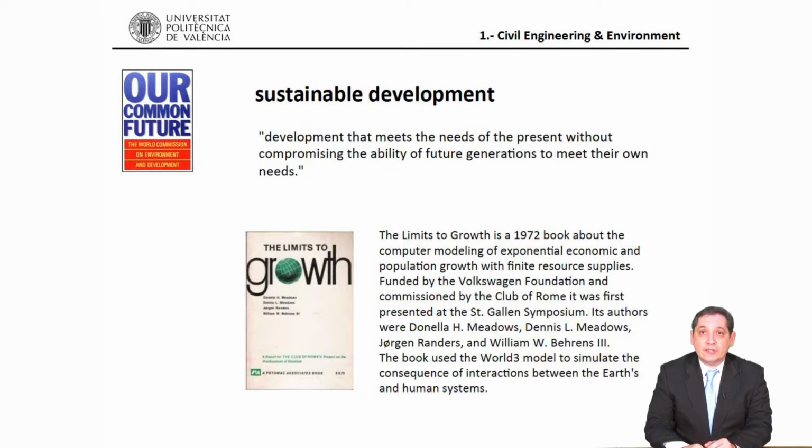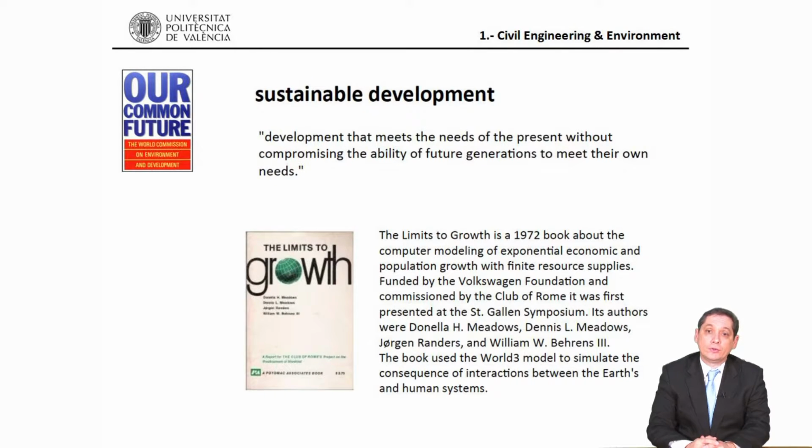In 1972, The Limits to Growth was published, which is a book about computer modeling of exponential economic and population growth with finite resource supplies. It was funded by the Volkswagen Foundation, and it was commissioned by the Club of Rome. It was first presented at the St. Gallen Symposium. Its authors were Donella Meadows, Dennis Meadows, Jorgen Randers, and William Behrens III.